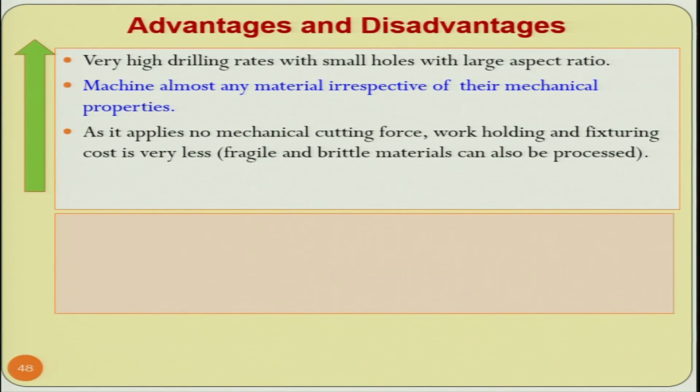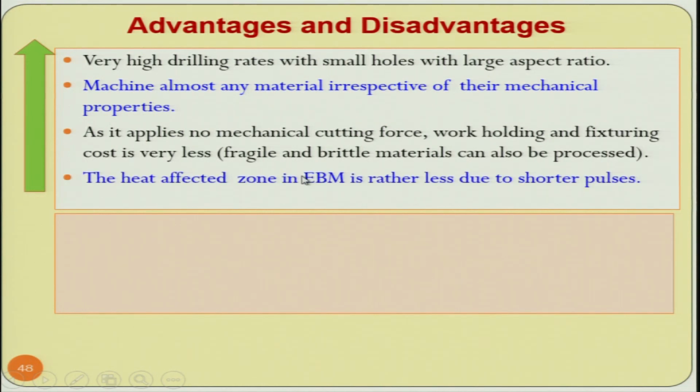is very high. So, as it applies no mechanical cutting force, work holding and fixturing cost is also very less, because we have seen that this is a thermal process. So, due to the melting and vaporization, material is being removed. So, minimal magnitude of mechanical force is being applied over there. So, fragile and brittle material can also be processed easily by this particular process, because in conventional machining processing of fragile material is really very difficult, because in many cases it damages or destroys the workpiece.